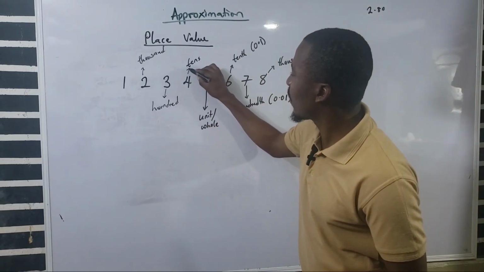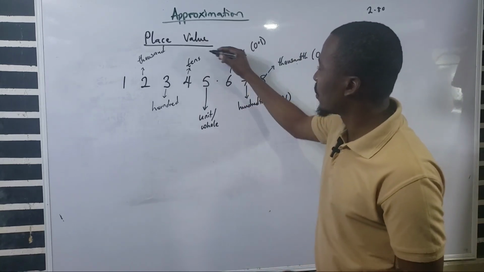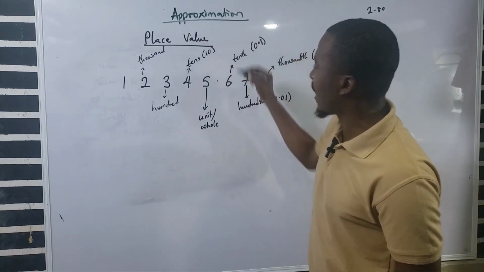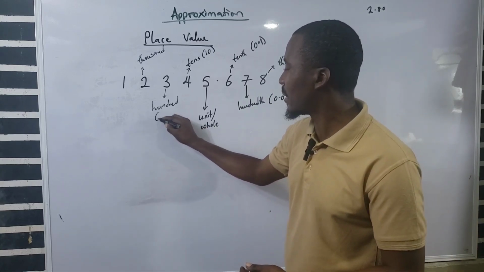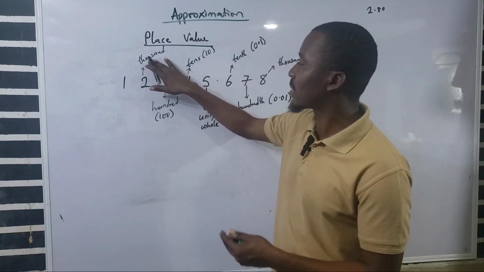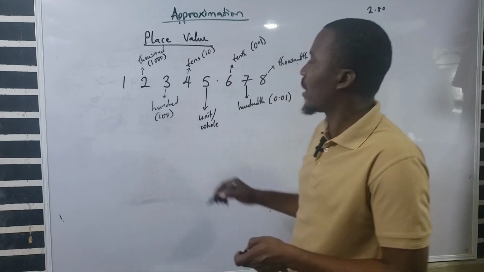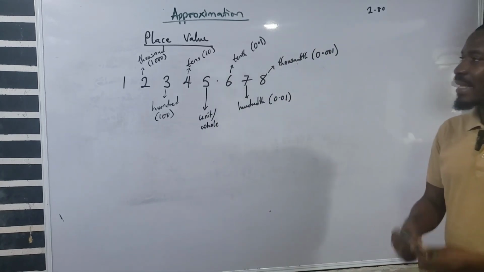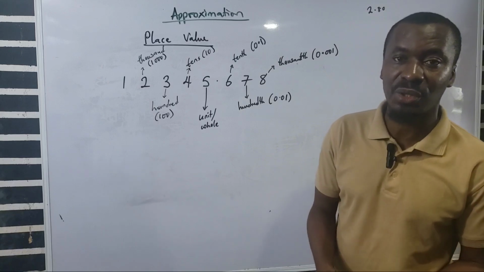Now, if they don't want to ask you in the nearest tens, they will tell you in the nearest 10. If they don't want to ask you in the nearest 100, they will tell you in the nearest 100. If they don't want to ask you in the nearest 1,000, they will tell you in the nearest 1,000.